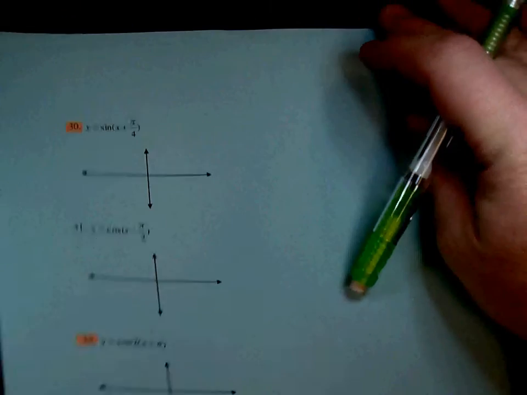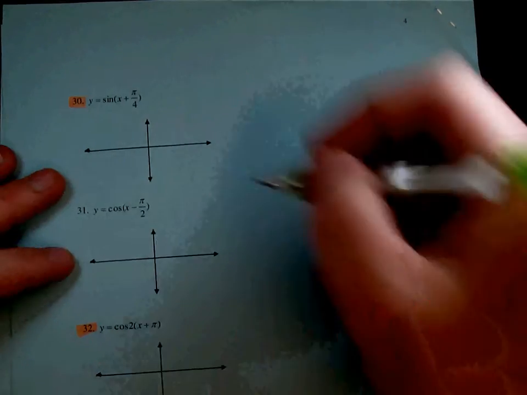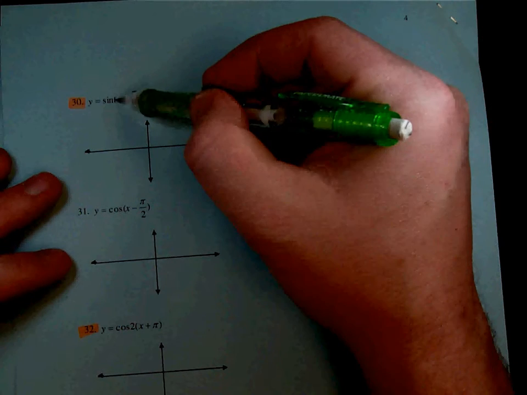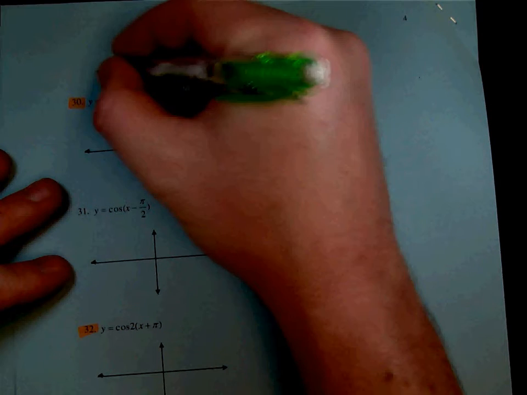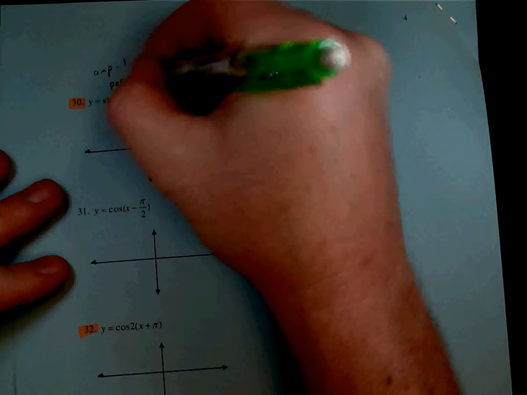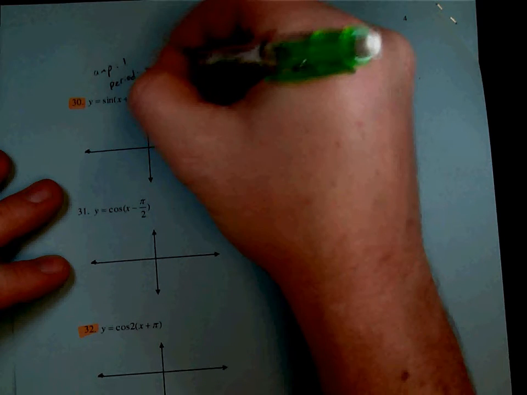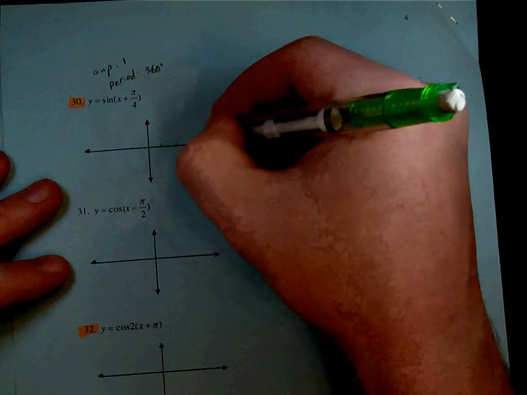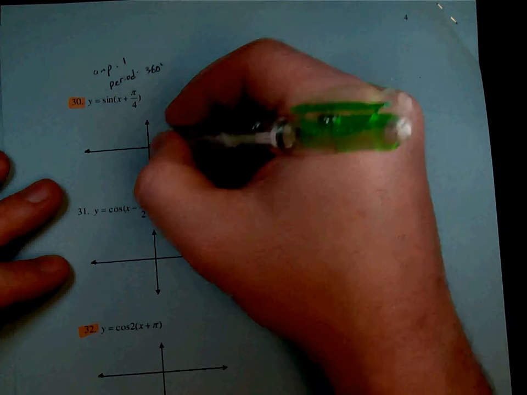And we go to the back page. We'll take a look at number 30 and number 32. Number 30. First thing I notice is amplitude and period. Amplitude is just 1, period. There's no adjustment, so it's 360. I'm initially going to go and put my 4 marks, each a fourth of 360, so that's 90.